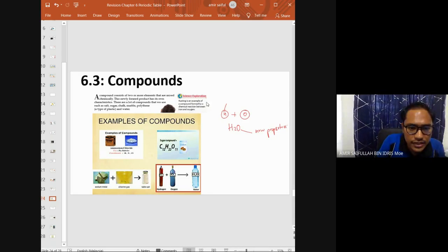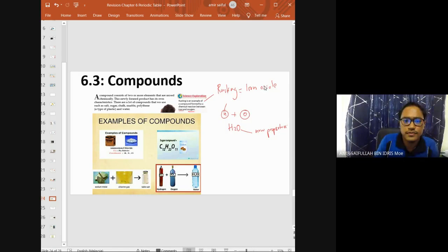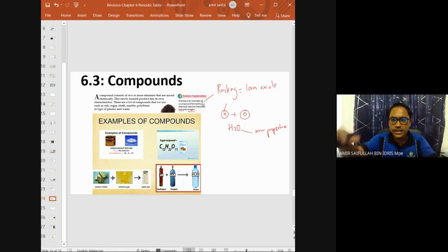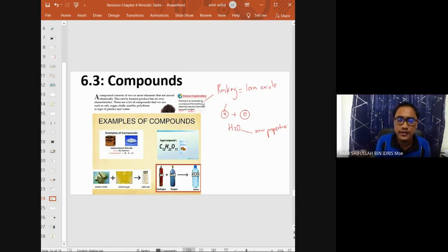Like rusting. Rusting is iron and oxygen. The rust that you see, brown in color, is actually iron oxide. It has iron and it has oxygen. Iron is iron lah, oxygen is oxygen mah. But when they are mixed, they form a new compound, which is iron oxide. This iron oxide has different property, new property.